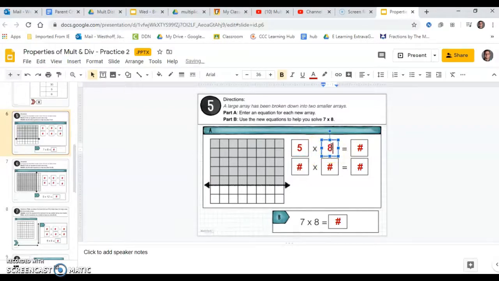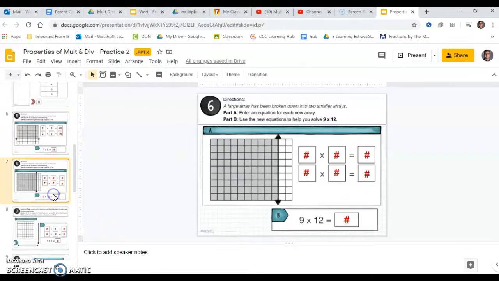by 8. And 5 times 8, I know the clock, that's 40. And here I'm left with 2 times 8. 8 plus 8 I know is 16. So, 7 times 8, if I put 40 and 16 together, it equals 56. You're going to do that a couple times.